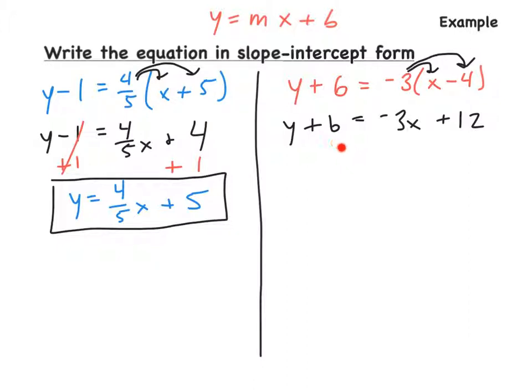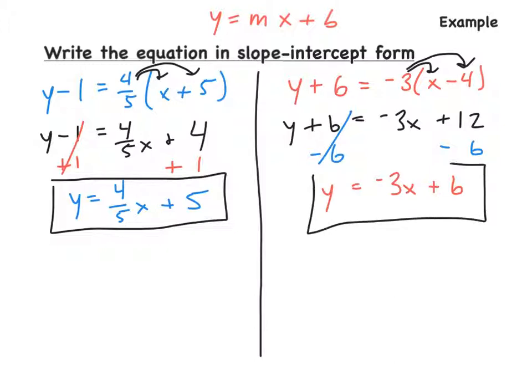Now, we need y by itself in slope-intercept form. So let's move this 6 over to the right. By doing that, remember we have to do the opposite. Subtract 6 from both sides. All we have on the left is y, and it's equal to negative 3x, and 12 minus 6 is a positive 6. So this is our final answer. Y is equal to negative 3x plus 6.